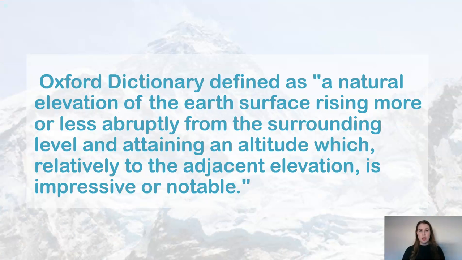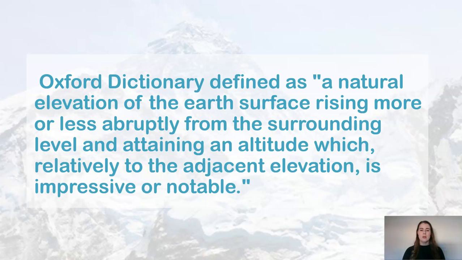So there is no general definition for what a mountain is, but Oxford Dictionary defines a mountain as a natural elevation of the Earth's surface rising more or less abruptly from the surrounding level and attaining an altitude which, relatively to the adjacent elevation, is impressive or notable. Now that's a bit of a mouthful.